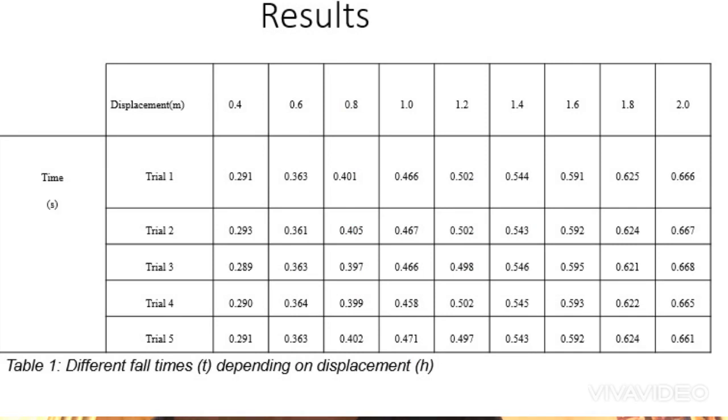Here's a table that shows the relationship between vertical displacement and fall time. Although it's hard to see here, considering h equals 1/2 gt squared, their increase should be accordingly. As you can see here, each different height was tested 5 times. In the next table, the average of these values will be used to calculate g to increase accuracy.